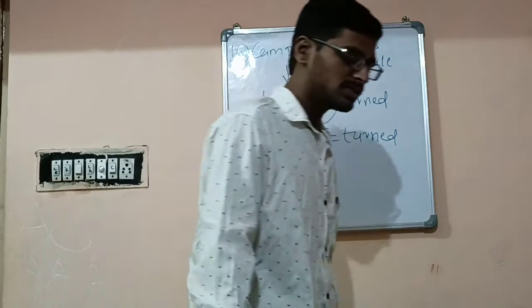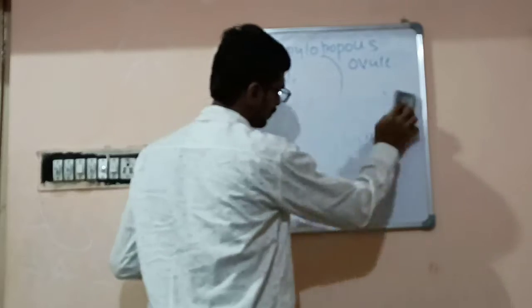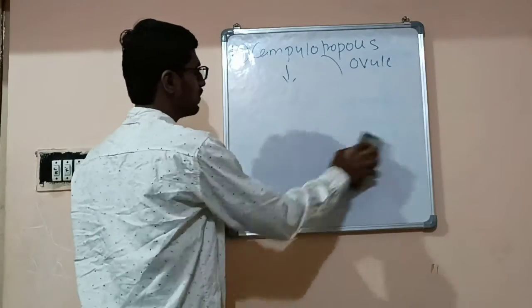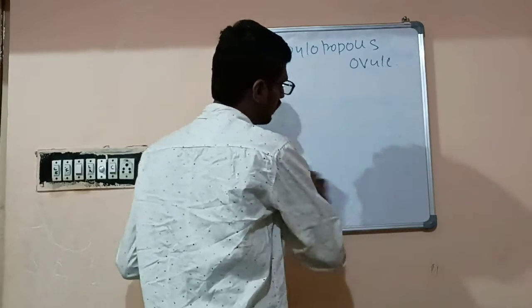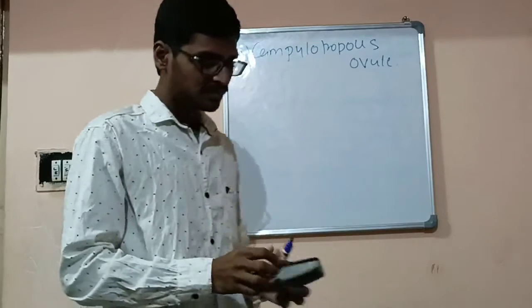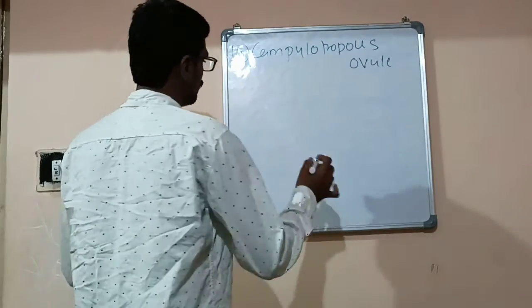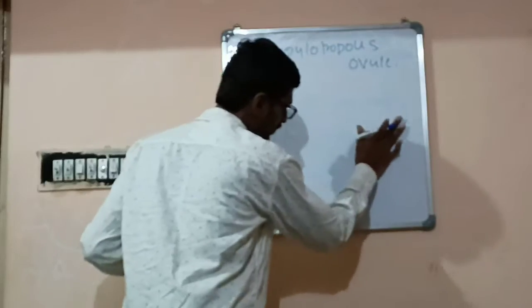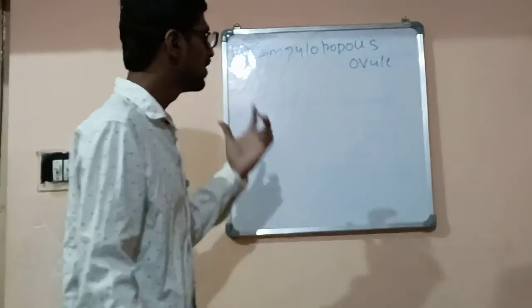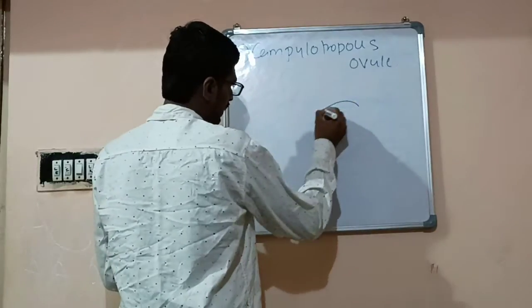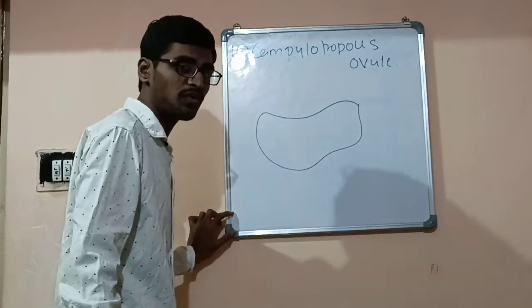Now we'll discuss what this campylotropous ovule actually is. I will draw the structure of a campylotropous ovule and mention the position of the chalaza, the micropyle, and the funicle, and on what basis each is situated. First, what are the parts of an ovule? Now I will draw the structure.